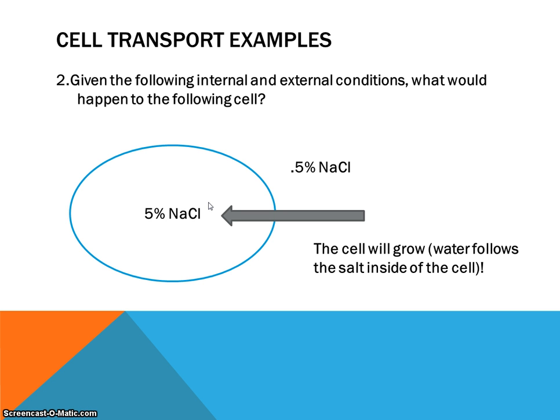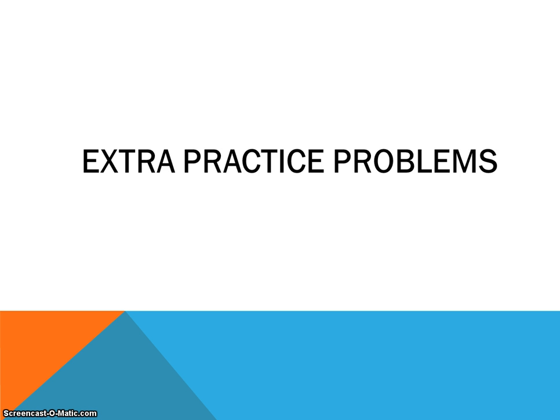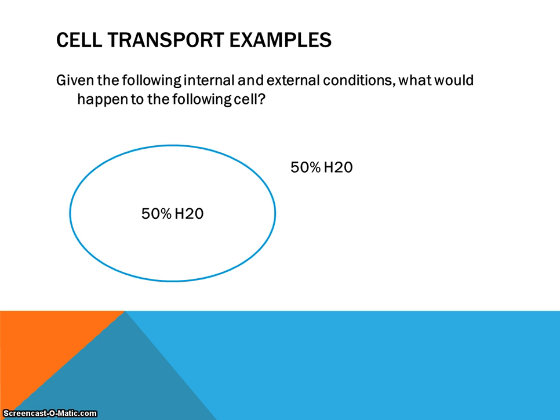We're going to try some more practice problems. So if you're still a little bit confused, stay with me. Okay, so extra problems. Okay, this one, pretty easy. You're given the water concentration, 50 on the inside, 50 on the outside. Trick question, is anything going to happen to this cell? No, it's already equal. It's already at homeostasis. It's already balanced. Nothing needs to happen. So the cell is going to stay the same.